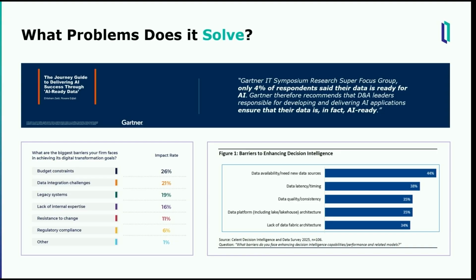Data availability, needing new data sources, so being able to pull in data from multiple different sources into your decision intelligence models. Data latency and timing, having current, fresh data. Data quality, data consistency. Again, bringing in data from multiple sources, getting it into a consistent format.